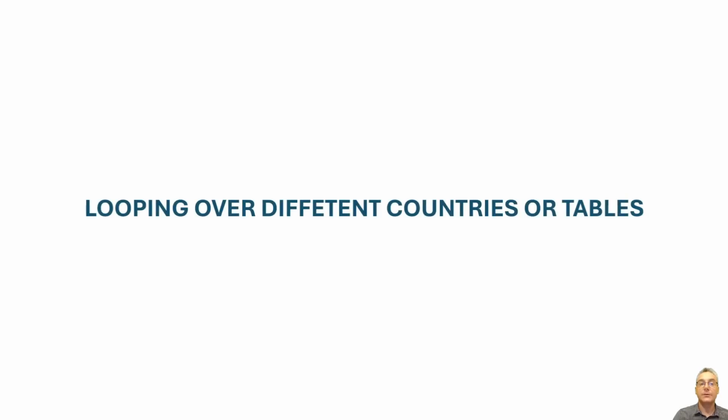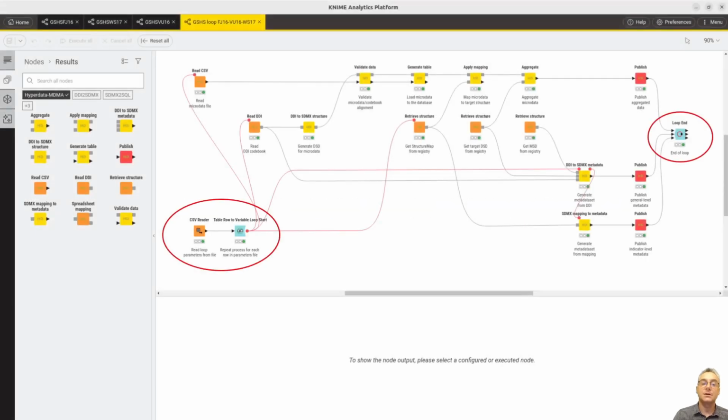Another way of going a step further with this type of process, now that we know the process flow remains the same for different surveys, is to loop over different countries or tables. Specific nodes can be added to the workflow to loop over different parameters defined in a CSV file, where each row is loaded as a set of flow variables used as parameters for the different executions of the process.